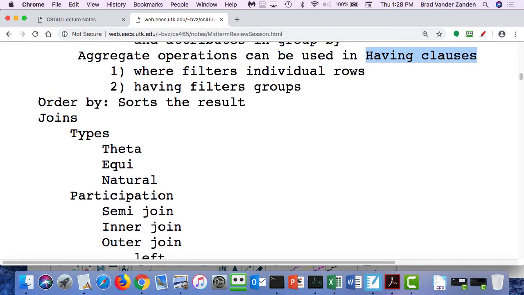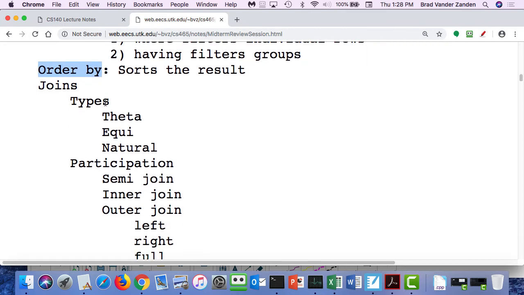Okay, order by is the keyword for sorting results, not group by. If you put group by on your exam, you'll lose at least 1 point. Depends on what kind of mood I'm in, but probably just 1 point.